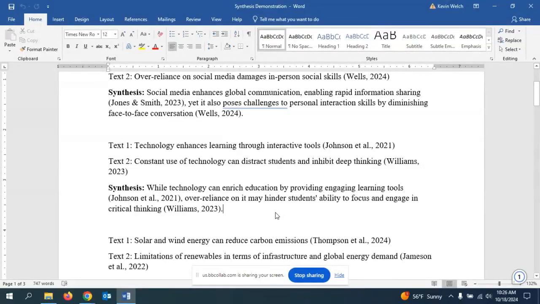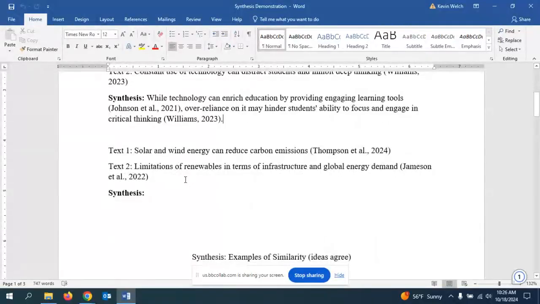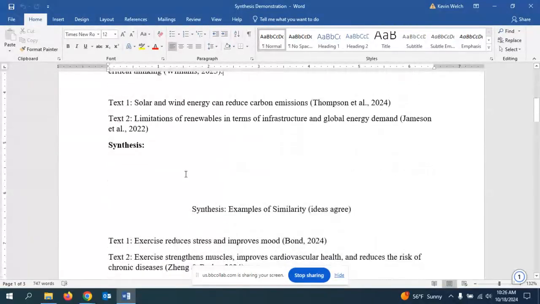Okay? So when you have contrasting ideas, you want to phrase your sentences to indicate that there's contrasting ideas. And you do that by using these sorts of words, like something does something else, but something else does this, or it may also do this, or yet. Okay? So or in this case, while this can lead to this outcome, over-reliance on it could lead to this outcome.